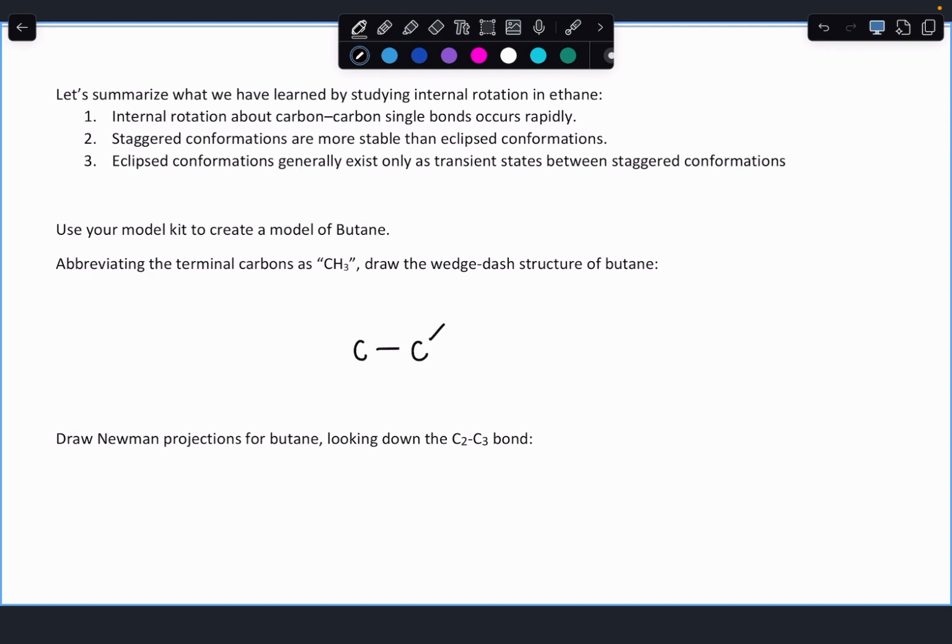And I'll put CH3 here and a CH3 here. So I have chosen, let me make sure the model aligns, to make a staggered orientation where the CH3 groups, the terminal carbons, one is pointing up and in line with the paper, one is pointing down.